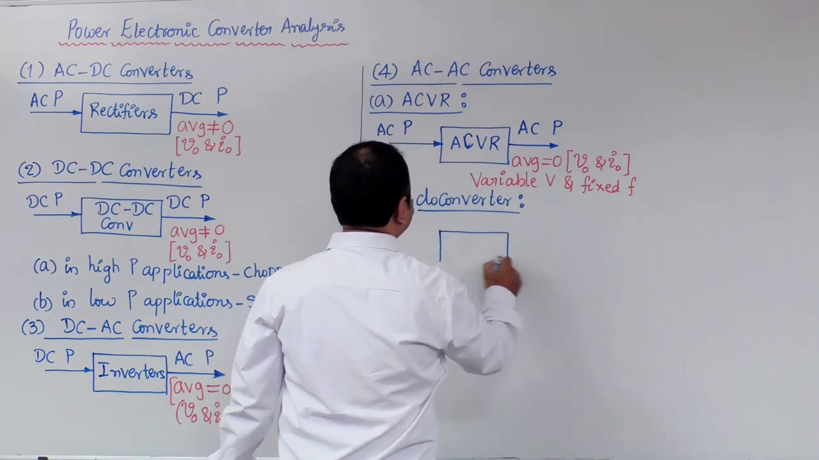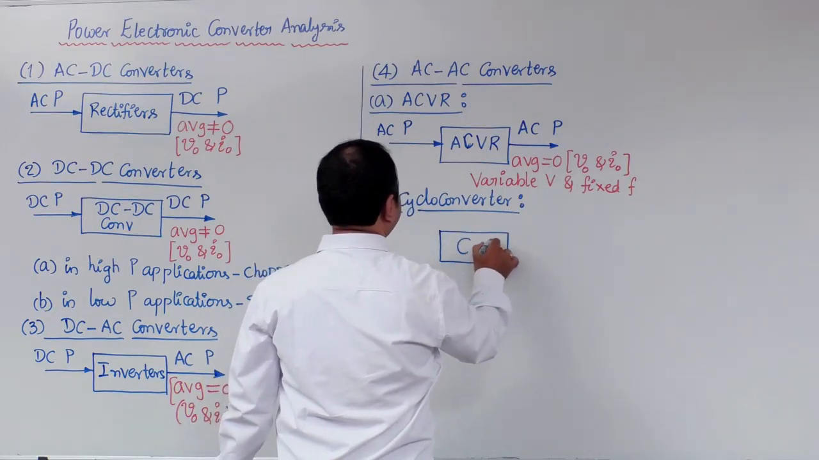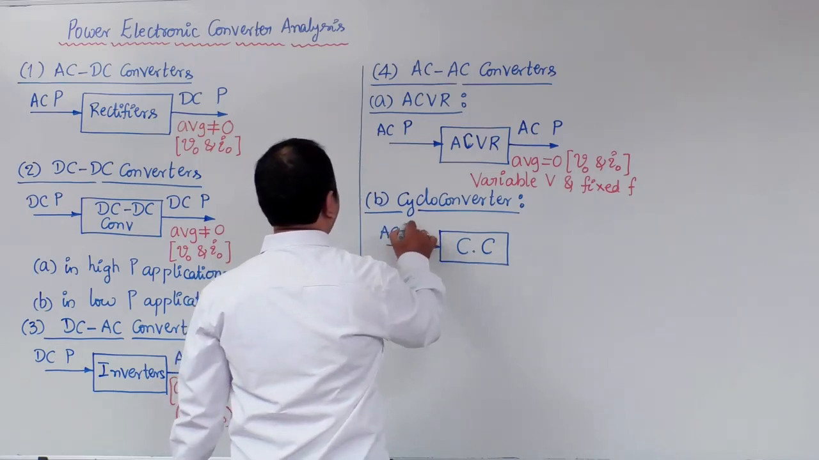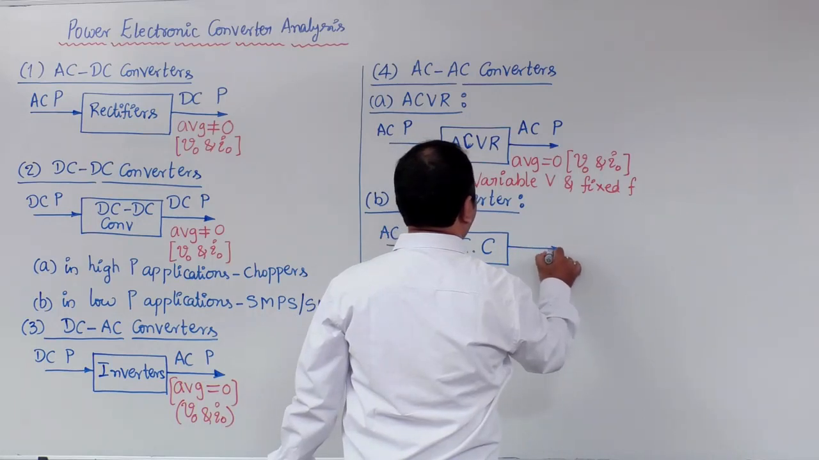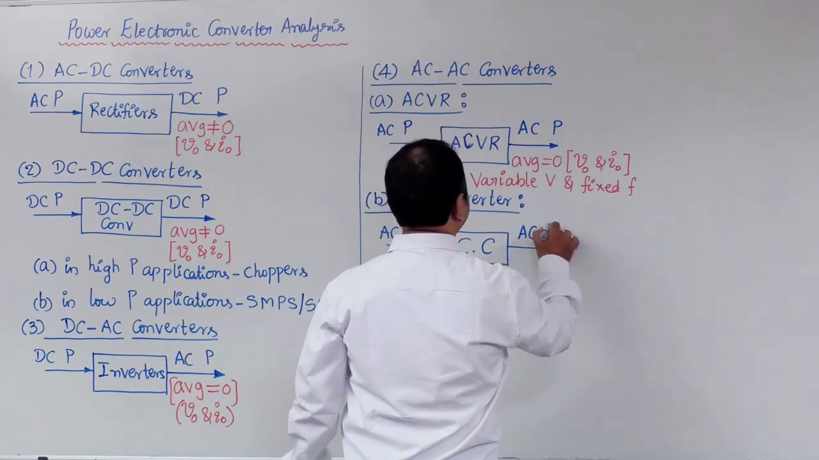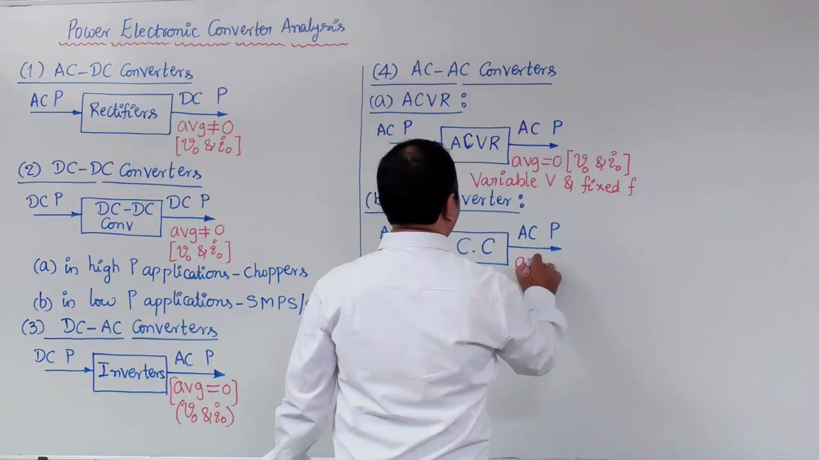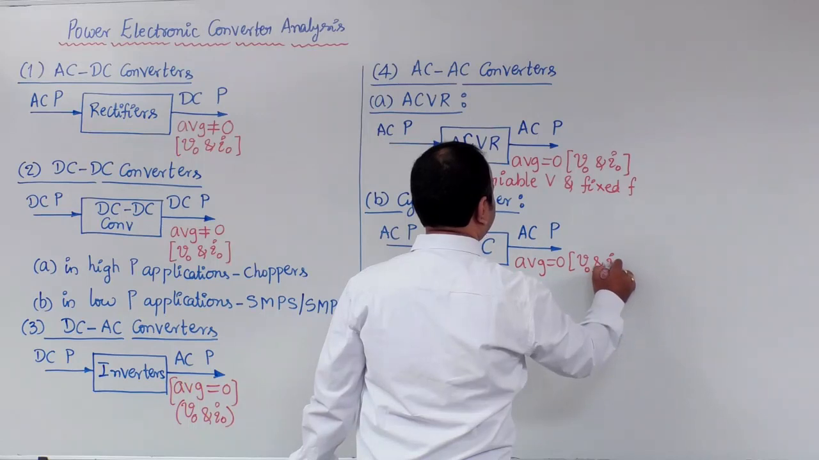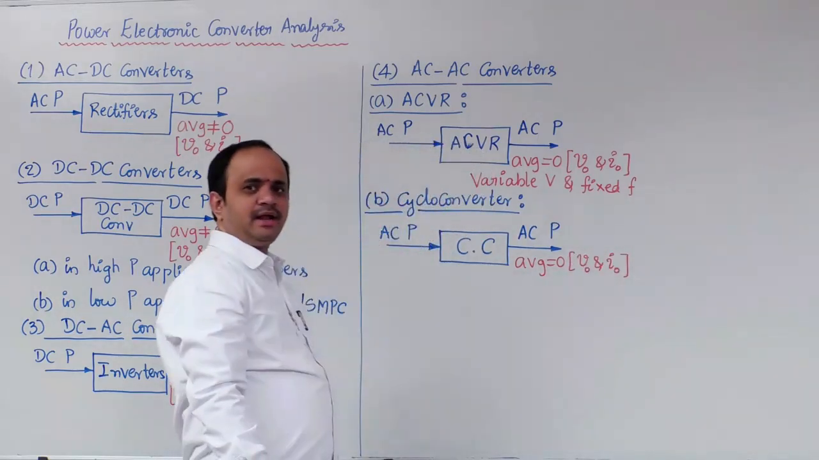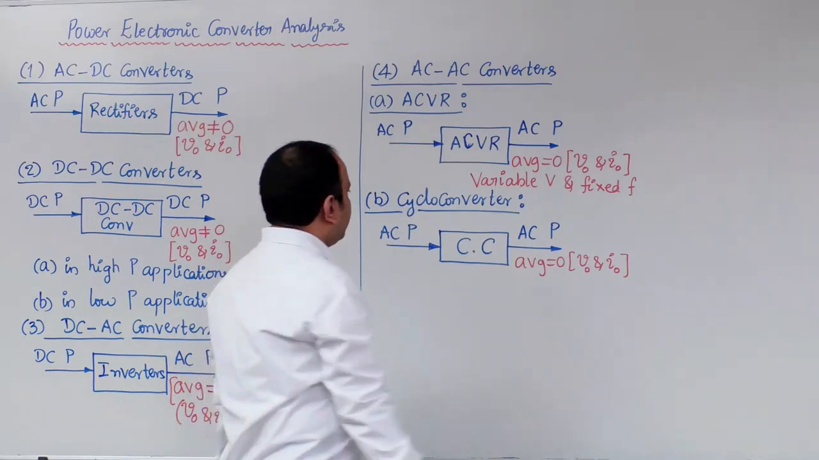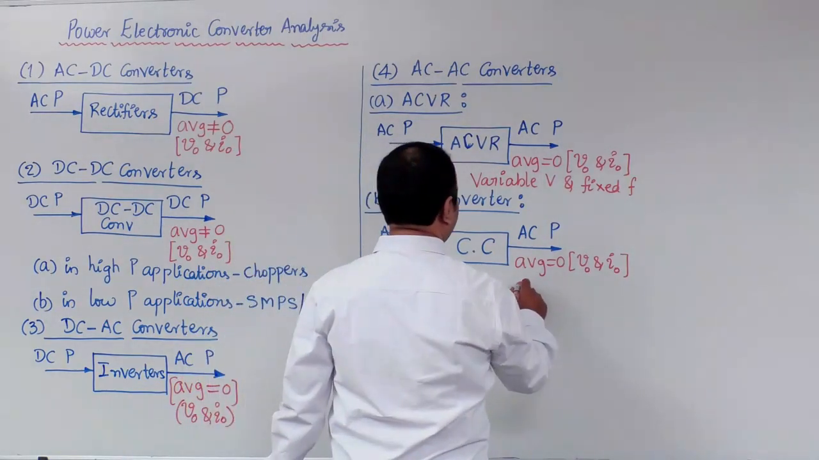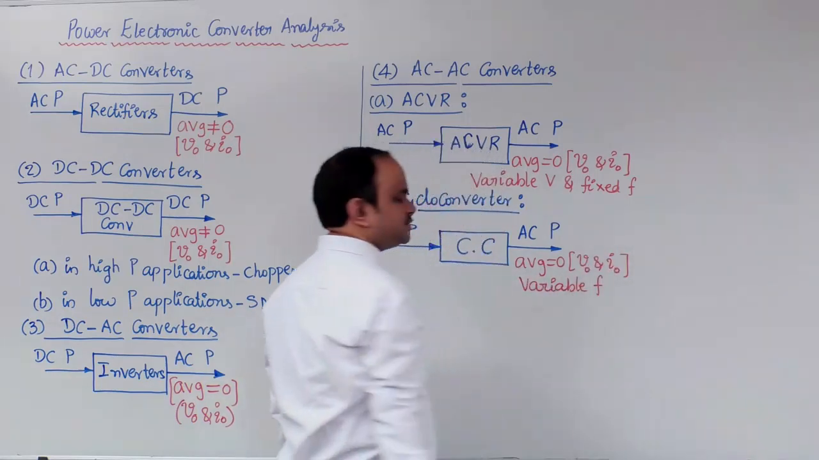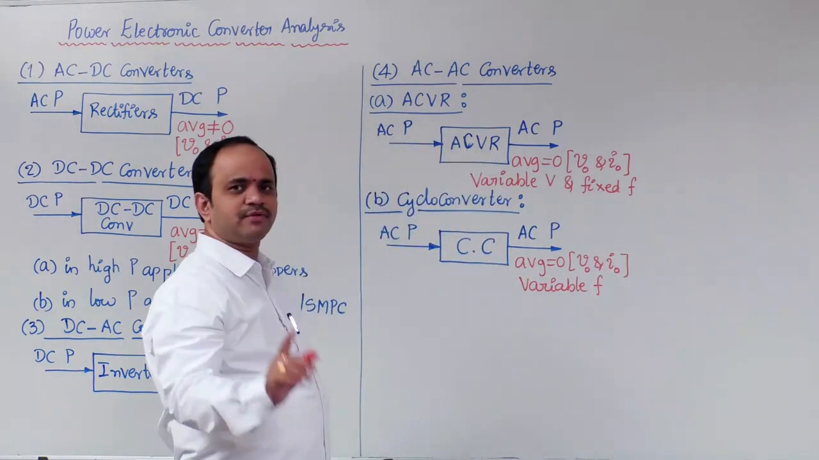Cycloconverter, let me write CC. Input is AC power, output is also AC power. So AC power means the average value of V naught and I naught will be 0. But basically cycloconverters are used to control the frequency. In other words, variable frequency.